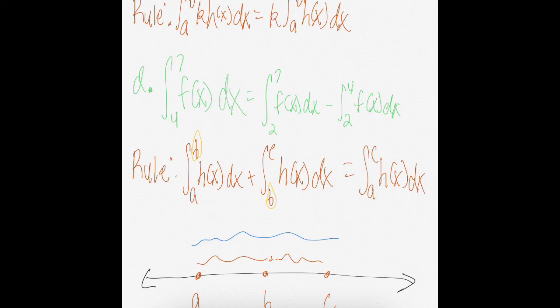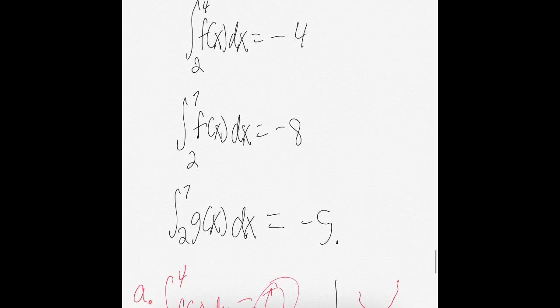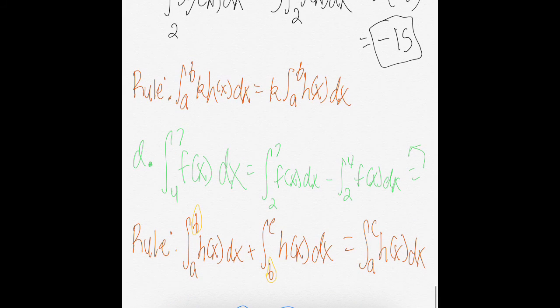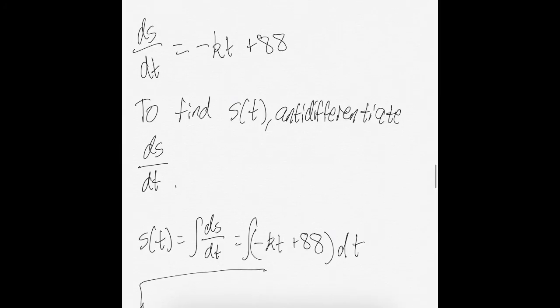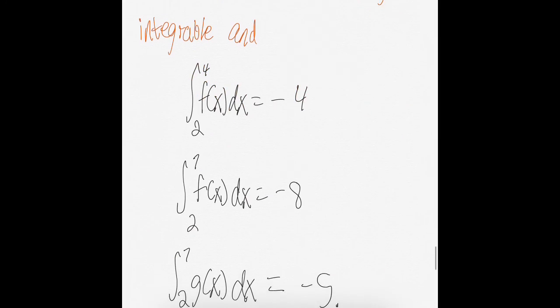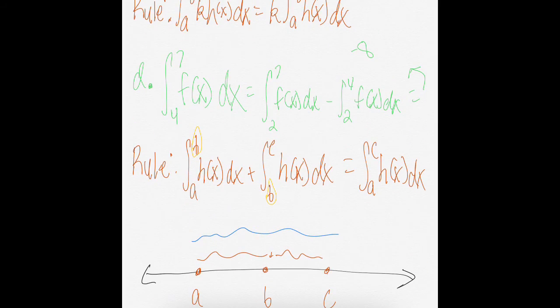So what this means in terms of our particular problem is that if I want the integral from 4 to 7, I can do the integral from 2 to 7 and then subtract out the integral from 2 to 4. This is helpful because these integrals on the right are the two integrals that I know. I know the integral from 2 to 7 of f of x. That's -8.